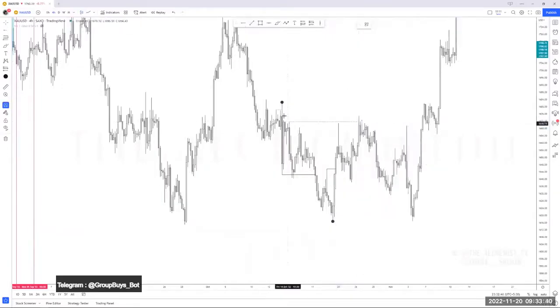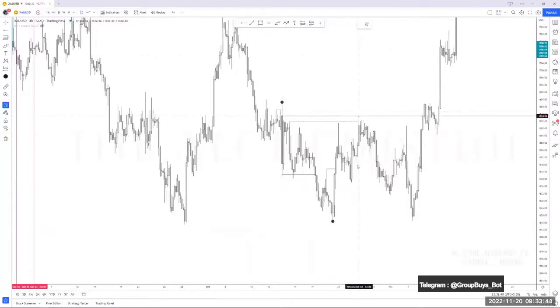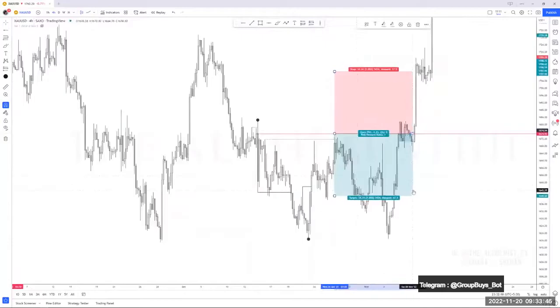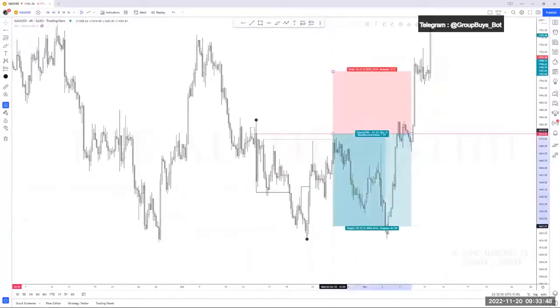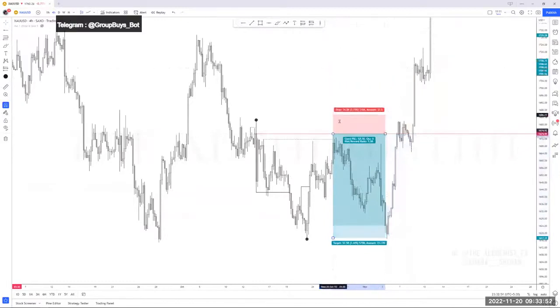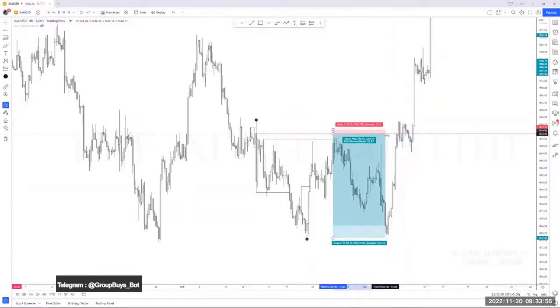And what is this? A resistance. Can you see it? Resistance. Sold it right here. And where do I target? External range liquidity. It aligns with the weekly, and a 20 pip stop loss. Can you see? This is the same exact entry that I showed you, right?